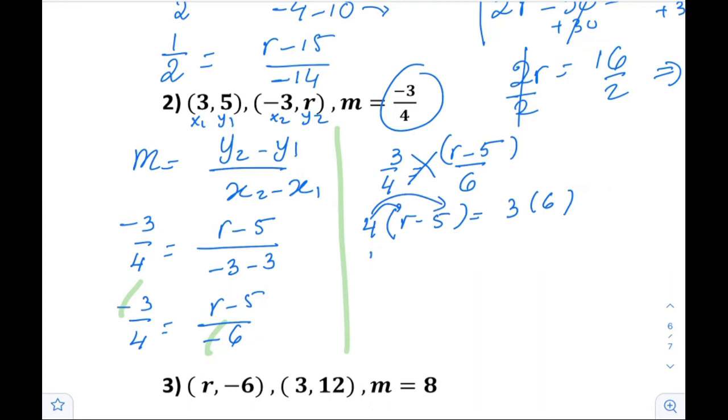Distribute the multiplication. Four times 5 is 20. And take this to the other side. 4r is, you can say also 20 plus 20 if you like this way more. Then divide, the last step, and then r is 38 divided by 4, which is 9.5.